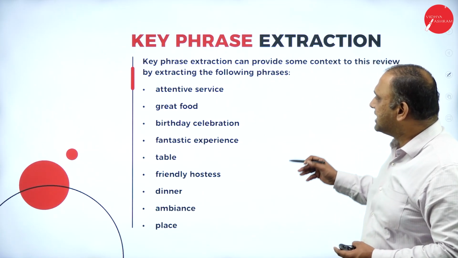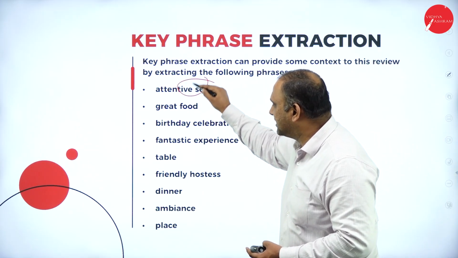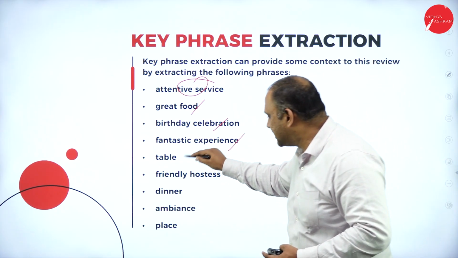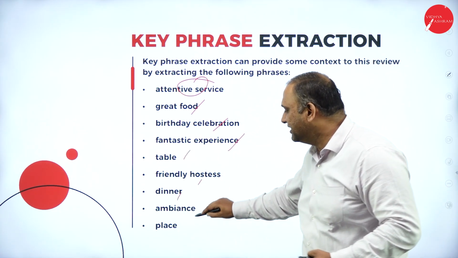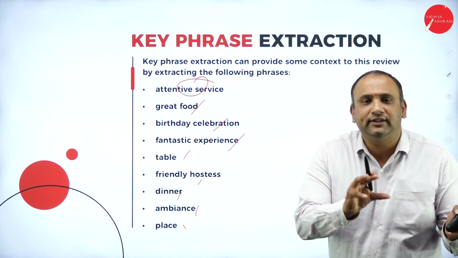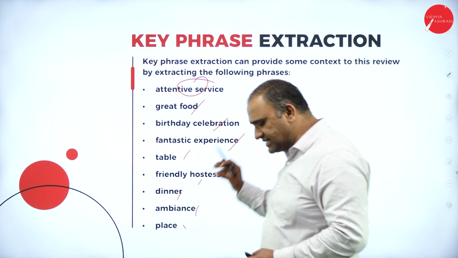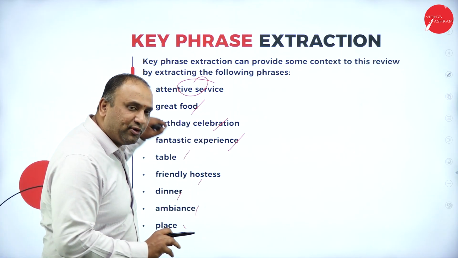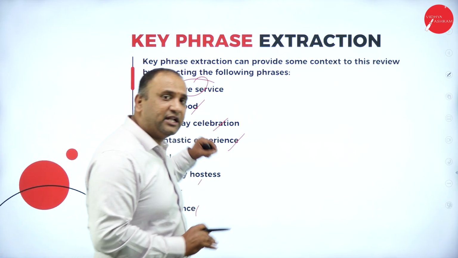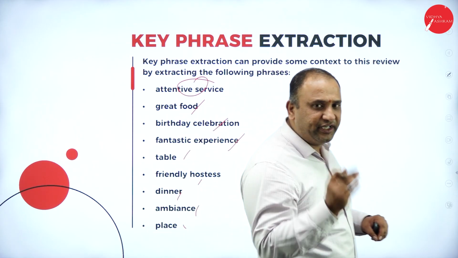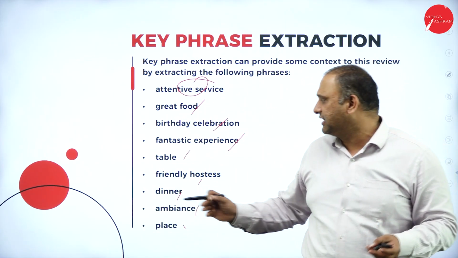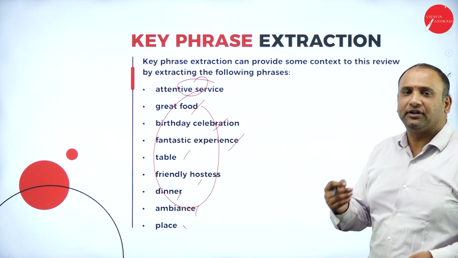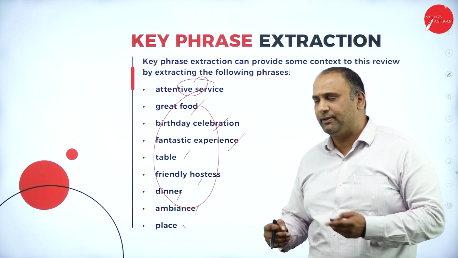Now, for the key phrases, you see these words: attentive service, great food, birthday celebration, fantastic experience, table, friendly hostess, dinner, ambience, place. All these things are keywords. Why do I say these are keywords? In the review or in the analysis, these words might be repeated again and again. So whenever a customer is reading the review, he will definitely catch on to these words, which will tell him that this is a review of a restaurant or an eating place.